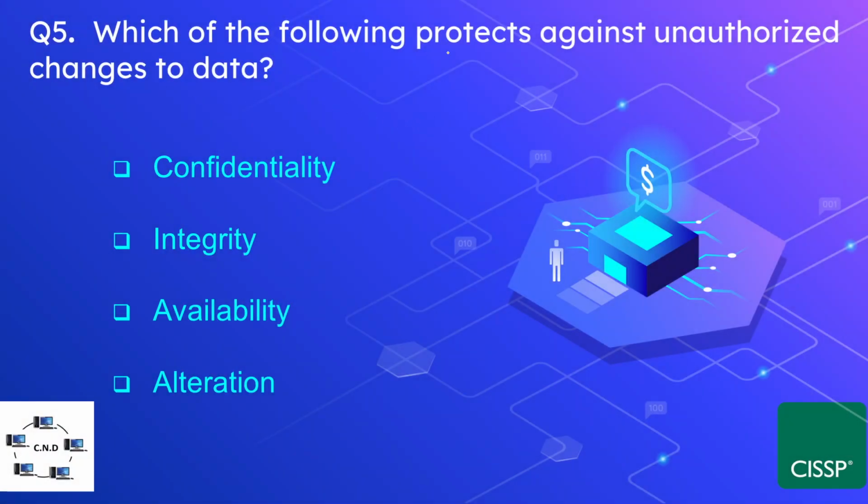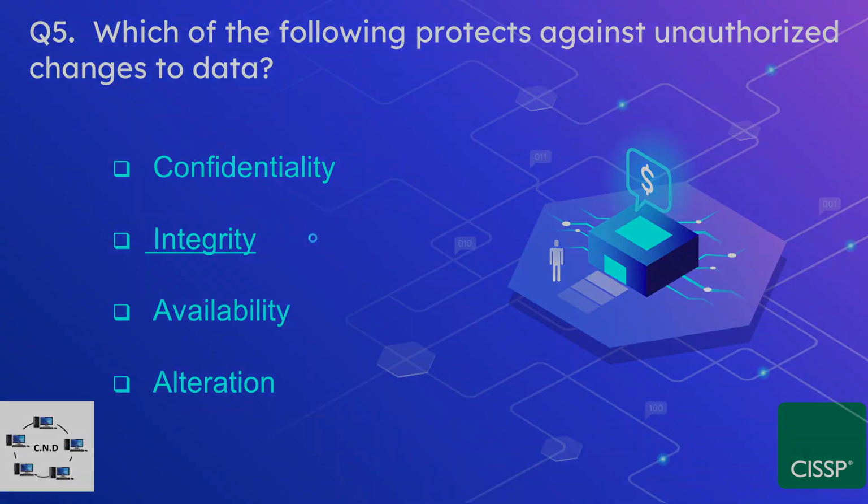Question number 5 is: which of the following protects against unauthorized changes to data? The options are confidentiality, integrity, availability, and alteration. And the correct answer is integrity. So integrity protects the data from unauthorized changes, modification, or destruction.